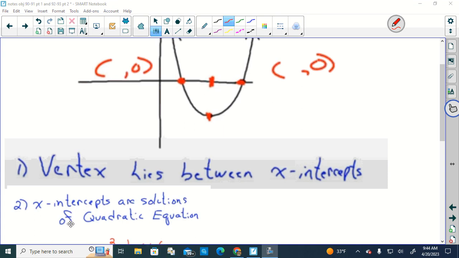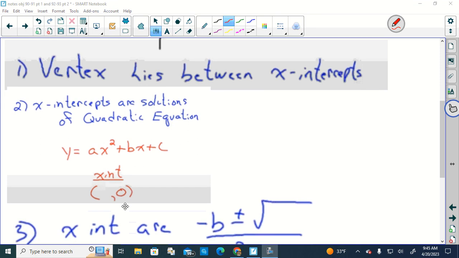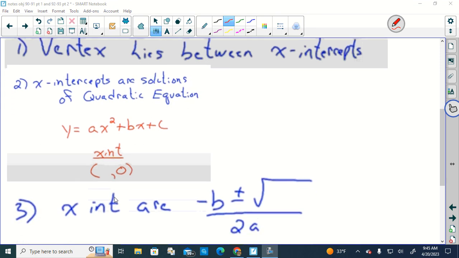So x-intercepts are solutions of a quadratic equation. Once we find out what the x-intercepts are, we can plug it back into the equation. Just like all the graphs that we did, when we picked 0, we could plug 0 into the equation and solve it down to find our y, because that's what we did on the previous ones. You plugged in those values. There's an actual shorter way to do it when it's written in quadratic format.